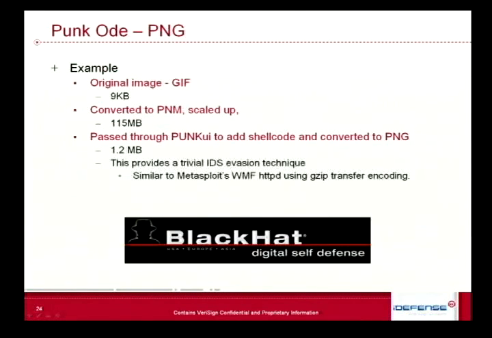This file here is from some random website I went to, and I downloaded a GIF off it. We converted it to a PNM and scaled it up, so it took up 115 meg of memory. And we passed it through an early version of Punkui, which is the tool for converting to PNG that we've got on our website. And it came back as a 1.2 meg file.